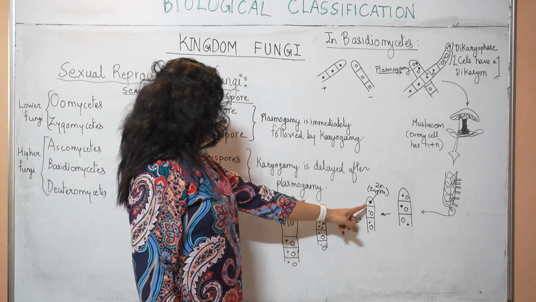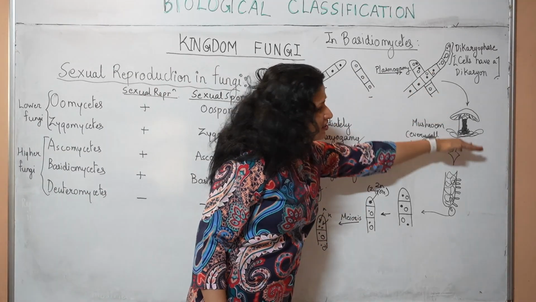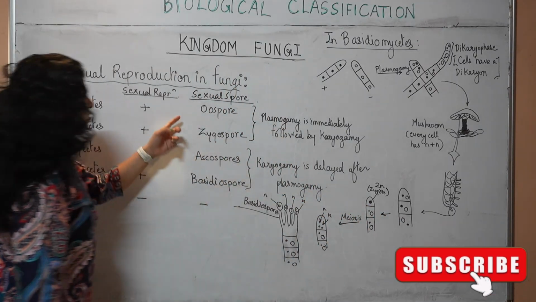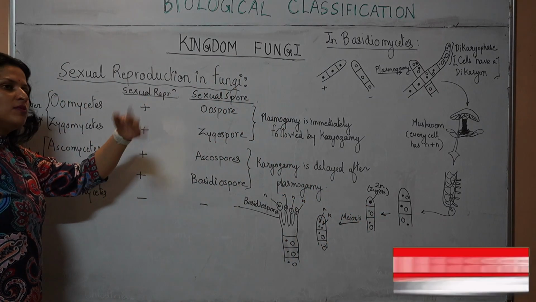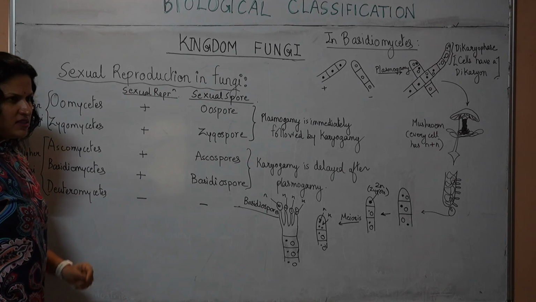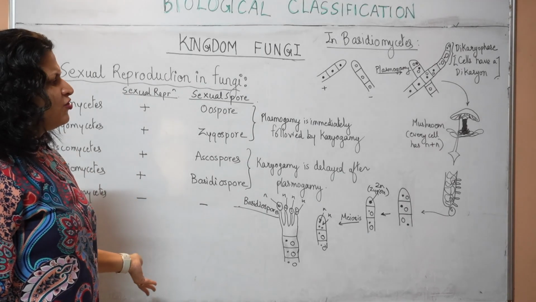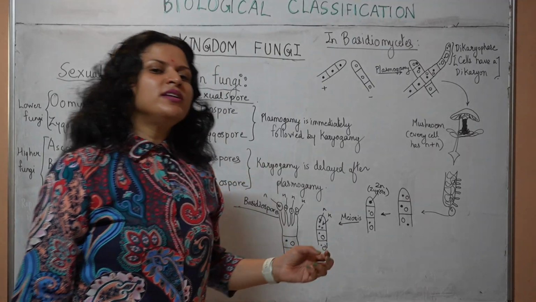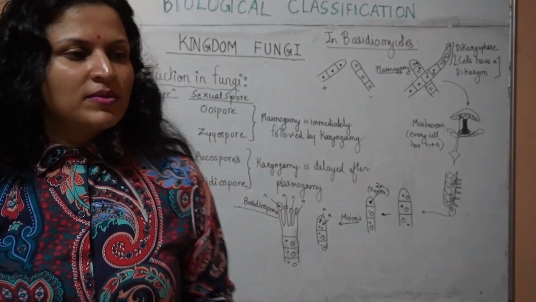So this diagram is a representation of this sentence, that in the higher fungi like ascomycetes and basidiomycetes, the karyogamy is delayed after plasmogamy. But in the lower fungi, the plasmogamy is immediately followed by karyogamy because they are very lesser fungi. They don't need to delay the nuclei. They will immediately fuse their nuclei to carry out karyogamy.